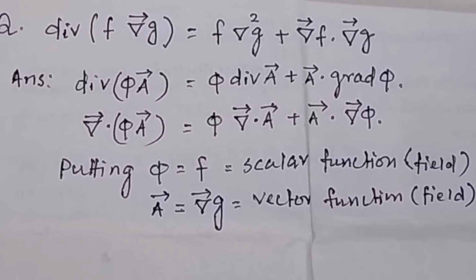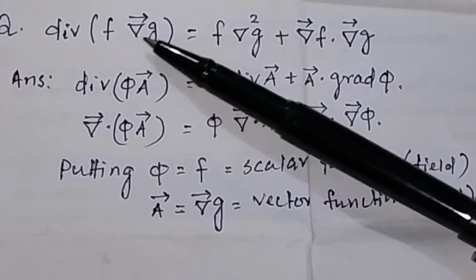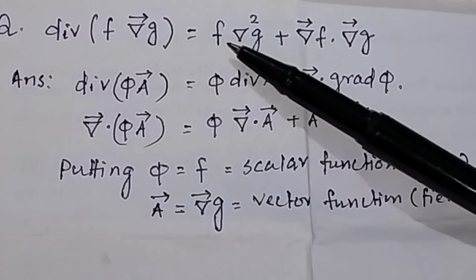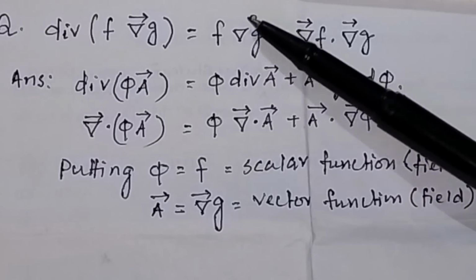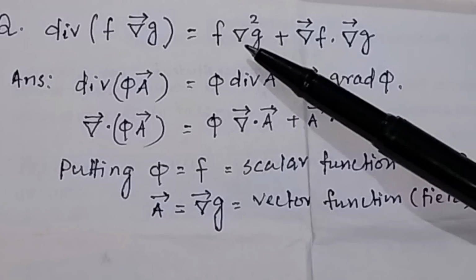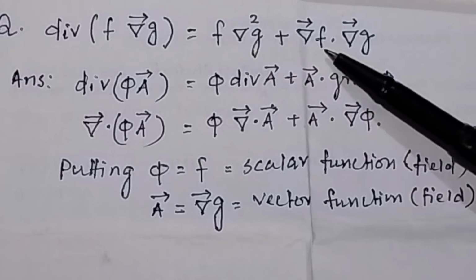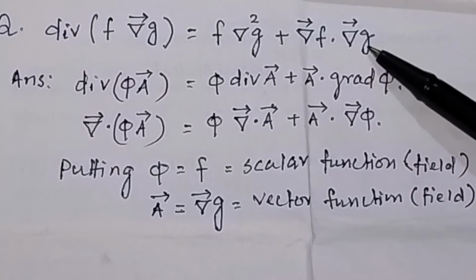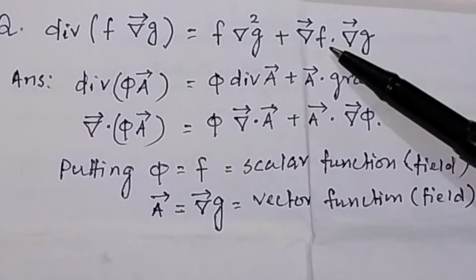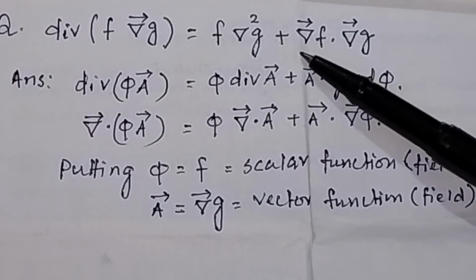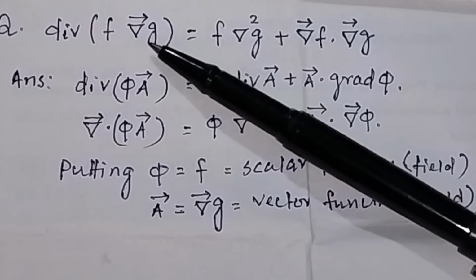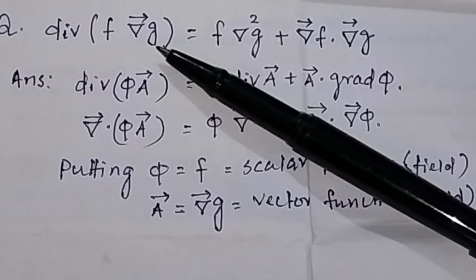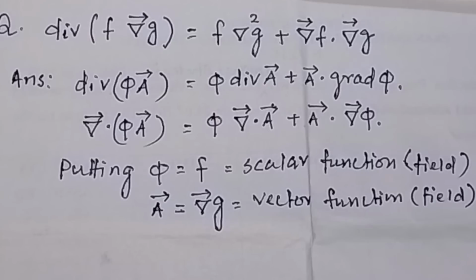In this video, we will prove that divergence of f grad g is equal to f del squared g, that is, f times the Laplacian operator del square of g, plus grad f dot grad g. Here g and f are scalar fields or scalar functions, and I have told you if a del operator operates on a scalar, that will give you gradient, and when the del operator operates on a vector, that will give you divergence.